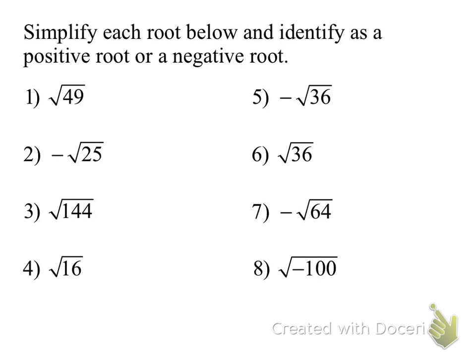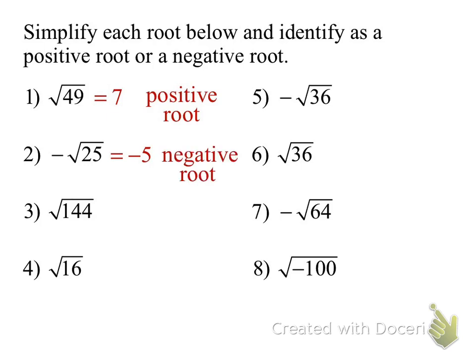So, simplify each root below and identify it as a positive root or a negative root. What is number 1? Positive 7. And is it a positive root or a negative root? Positive. Good. Okay, number 2, raise your hand. Go, Elise. The square root of 25 is 5, and then you multiply by negative 1, so it's negative 5. Good. Okay, next. And then number 3.